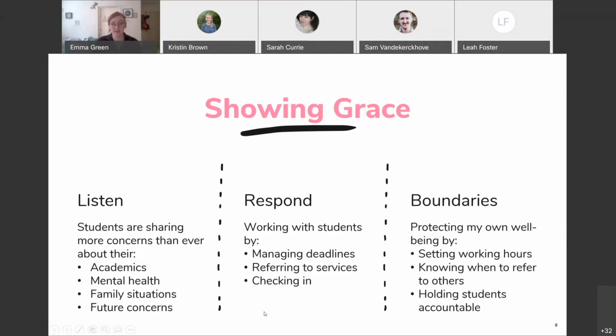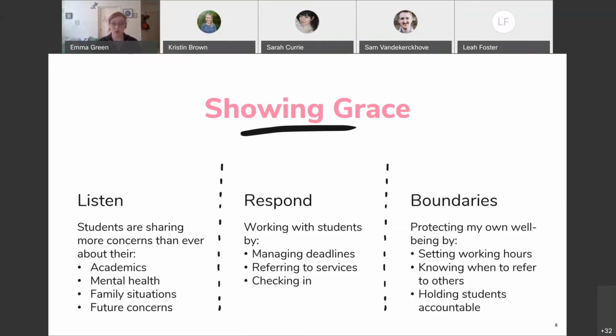And then the final thing is that I set boundaries. This is very important because I cannot be an effective instructor or TA for my students if I am losing my own sense of well-being or I am becoming overwhelmed. And so in order to best help my students, I protect myself by setting working hours. I let my students know that no, I will not be answering emails at 1 in the morning. You can send them, I won't be answering them.